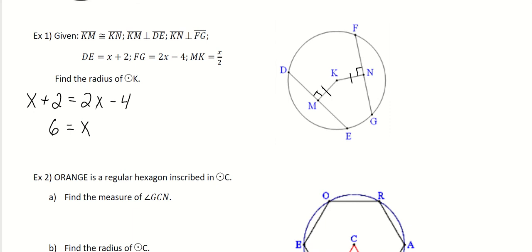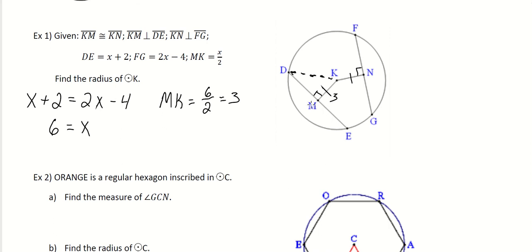We're asked to find the radius of circle K, and we're also given that MK is equal to x over 2. Well, if MK is x over 2, MK is 6 over 2, which is 3. So here you say MK is 3. Now that's not our radius. Let's draw in the radius. So here we've drawn in our radius. We have KM is 3.